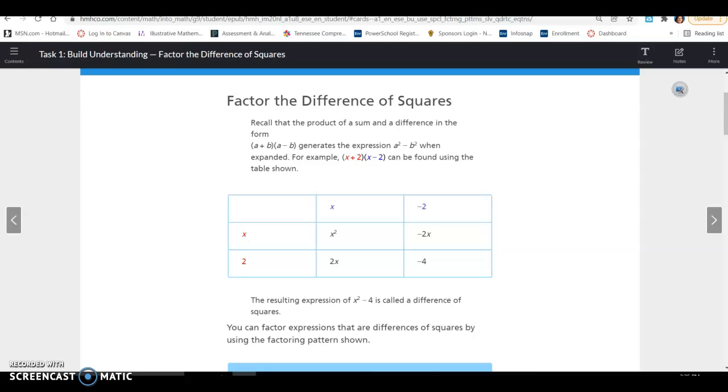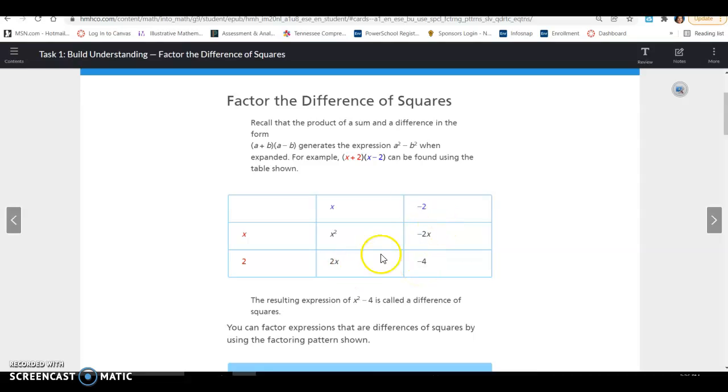Recall that the product of a sum and a difference in the form a plus b times a minus b generates the expression a squared minus b squared when expanded. For example, x plus 2 times x minus 2 can be found using the table shown. So remember when we were doing distributive property and we put x plus 2 and x minus 2. X times x is x squared. X times negative 2 is negative 2x. 2 times x is 2x. And then 2 times negative 2 is negative 4.